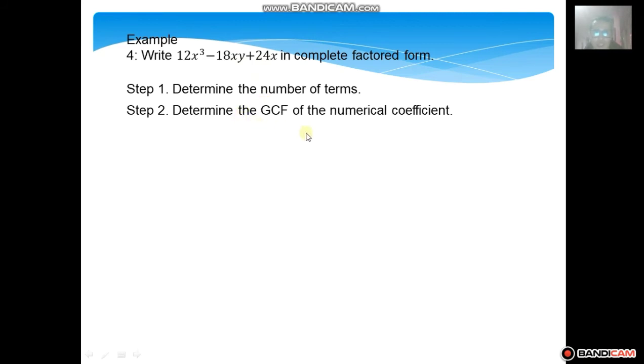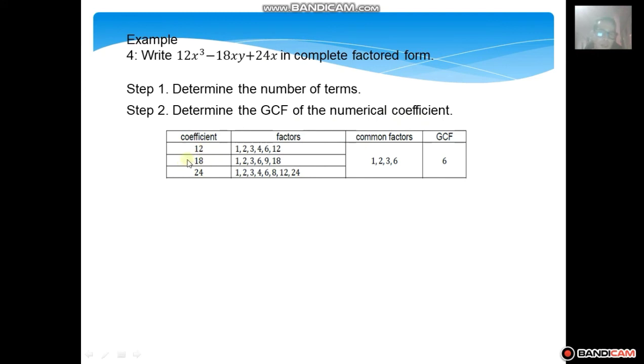Then determine the GCF of the numerical coefficients. These are the process. So these are the numerical coefficients. The factors of 12, then the factors of 18, then the factors of 24. Then we will determine the common factors. We have 1, 2, 3, and also 6. Then 6 is the greatest common factor, so that's why we choose 6. So this is now the GCF of the numerical coefficients 12, 18, and 24.